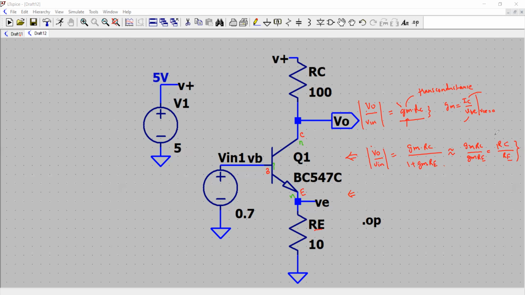Okay. Before that, let me give you the value of GM also. There is one equation like this, and there is another equation. GM is also expressed as IC over VT, where IC is the quiescent value of the collector current, and VT is the thermal voltage. And thermal voltage is 25 millivolt at room temperature.